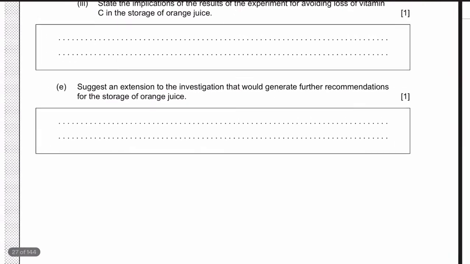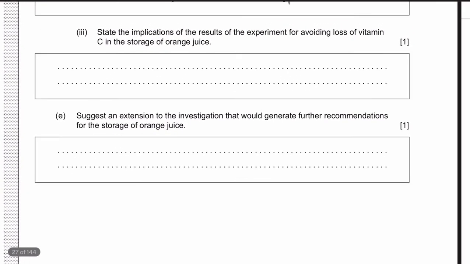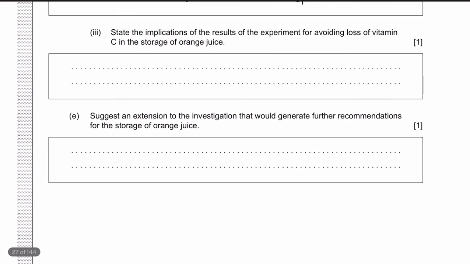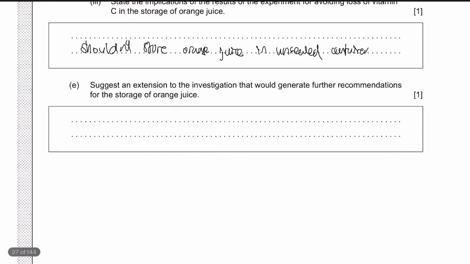State the implications of the results in the experiment for avoiding loss of vitamin C in the storage of orange juice. Pretty simple, I guess. You shouldn't store orange juice in an unsealed container, or the converse, you should store orange juice in a sealed container. Just drink it quickly after you open it.